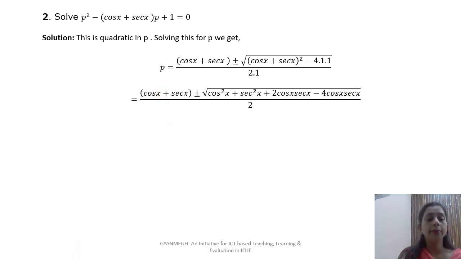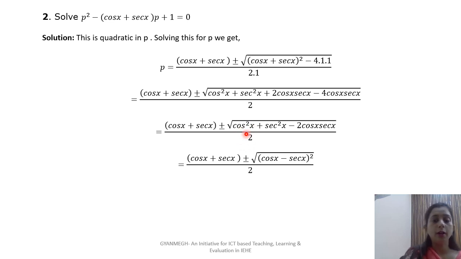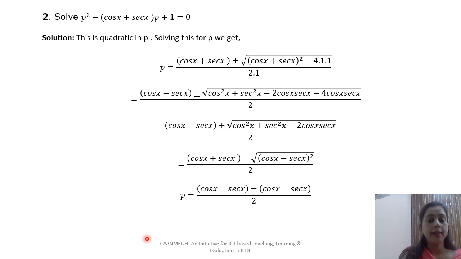Now, again, we will solve this and we will get cos x plus sec x plus minus under root of cos square x plus sec square x minus 2 cos x sec x, whole divided by 2. Then I can again form the formula of a square plus b square minus 2ab, so this will become (a minus b) whole square. And this square and under root will cancel each other. Then we'll get p equal to cos x plus sec x plus minus (cos x minus sec x), whole divided by 2.